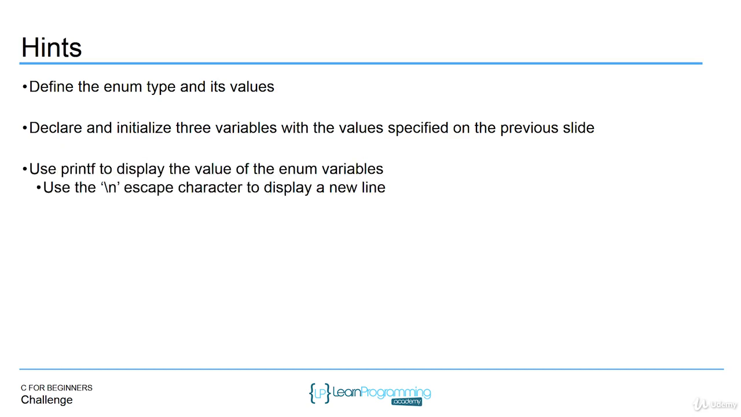And then you need to use printf to display the value of the enum variables. We're getting pretty good at the printf, so this shouldn't be too bad. We'll need to use a format specifier. Since the enums are ints, we can just use %d. We'll also want to add an escape sequence to make the output more readable, \n.